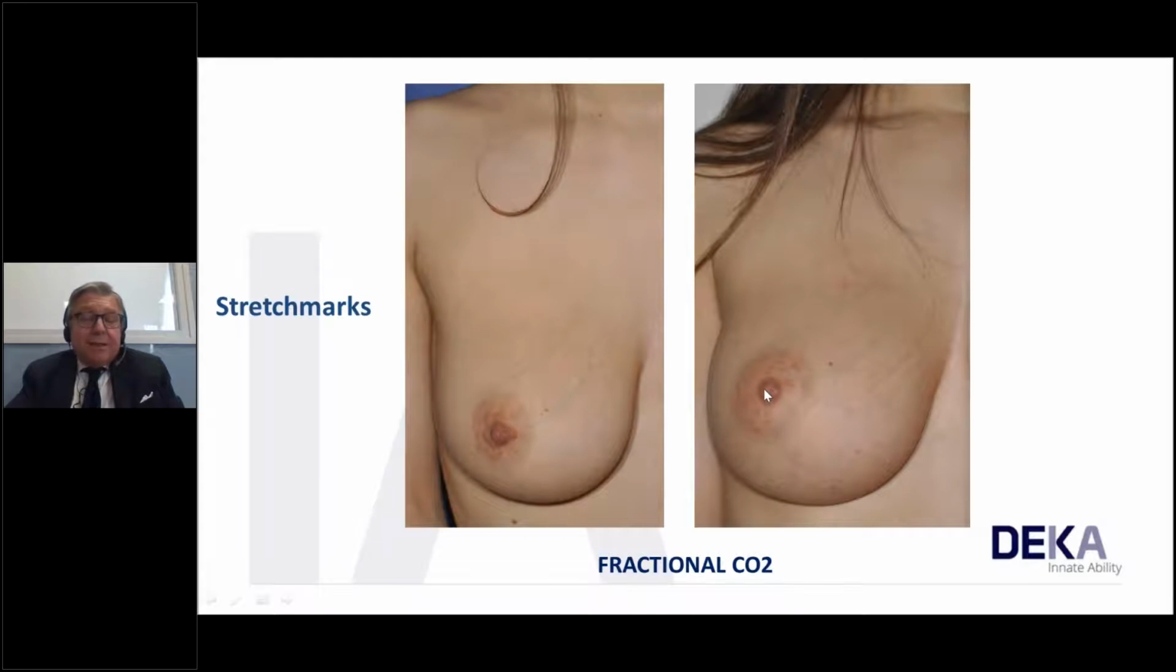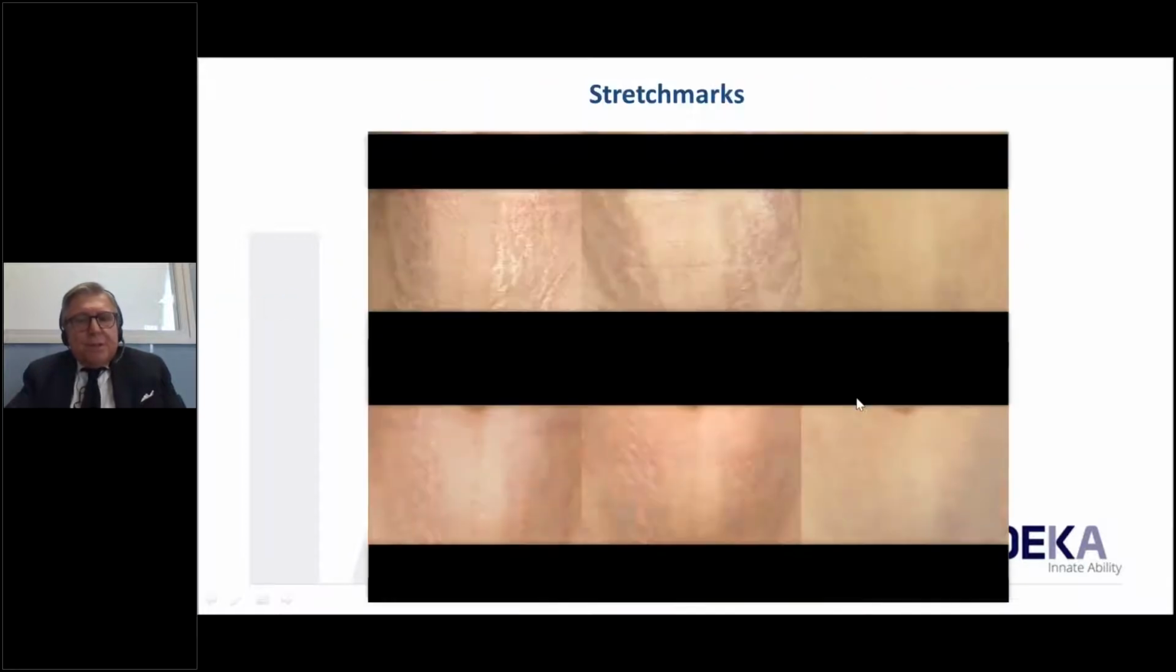Of course, it is an anecdotal case, but we have a sort of tightening. It's not surgical, but it's important to see how we can tighten the skin, not only in terms of improvement of the stretch marks, but even to have a very firm skin after the procedure. With the stretch marks, we get very good results.